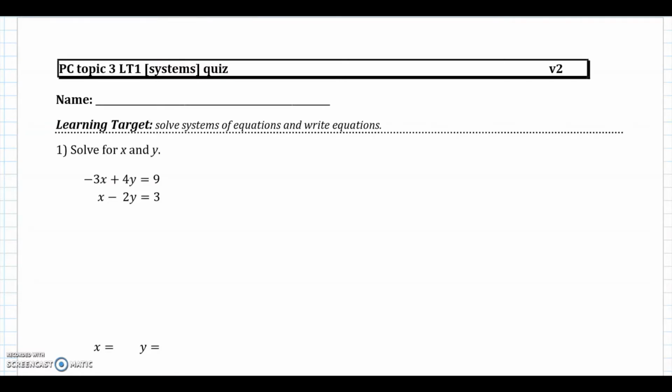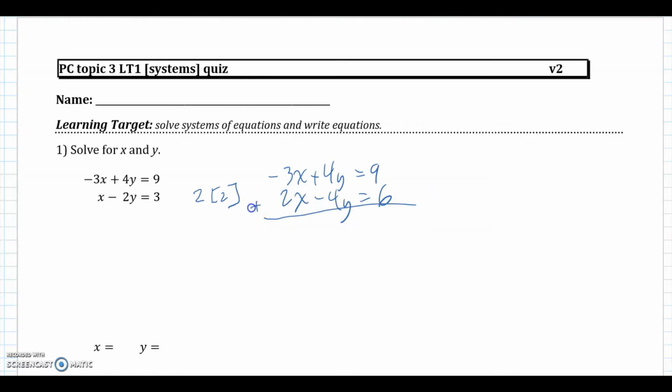Here is your pre-calc final exam review. On this system of equations, I'm looking to eliminate one of the variables. It doesn't matter if I eliminate x or y. I think I'm going to choose to eliminate y if I multiply equation 2 by 2. So that gives me negative 3x plus 4y equals 9. And I multiply, I got 2x, negative 4y, and 6. Make sure you distribute the 2 across every piece of that second equation.